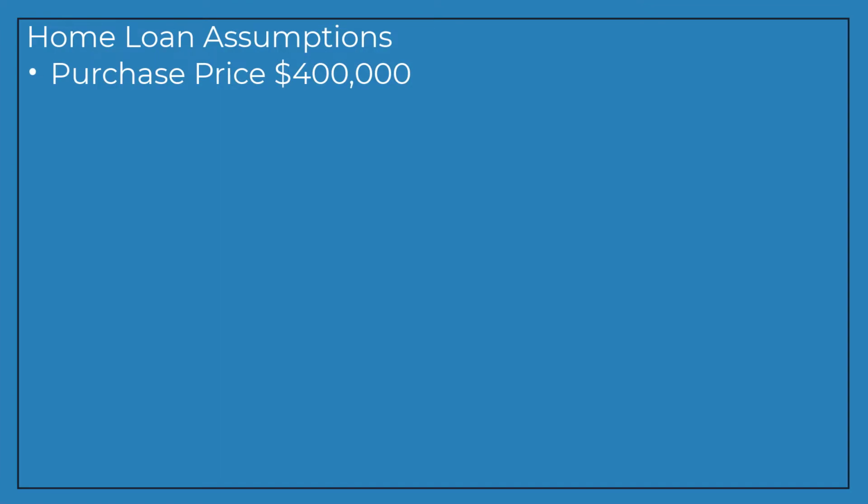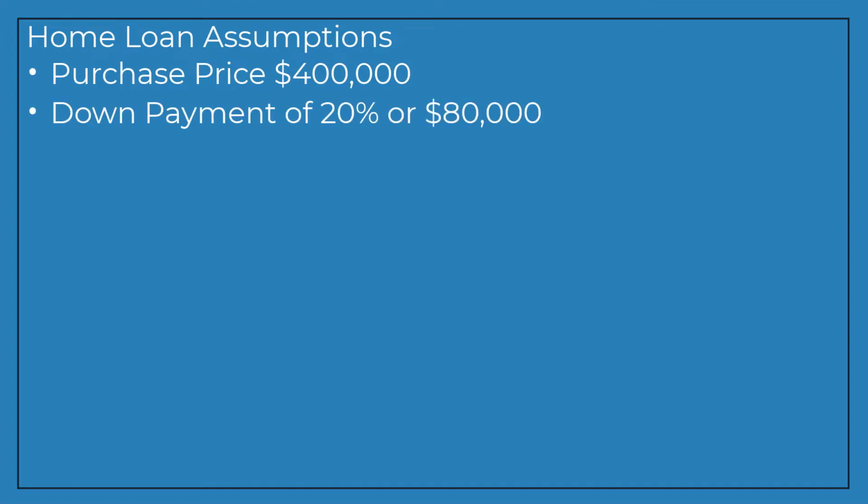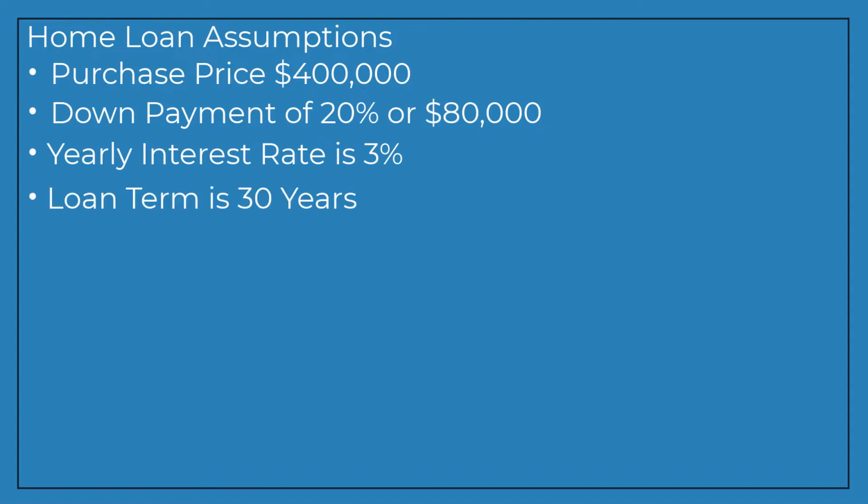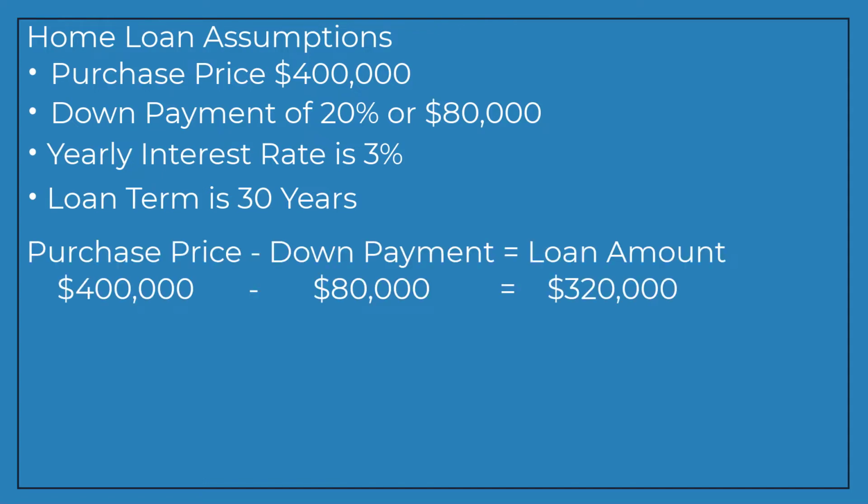So let's walk through an example of how to calculate each of these components using the following assumptions. We're going to assume the home purchase price is $400,000. You're going to make a 20% down payment. Your yearly interest rate is 3%, and the term of the loan is 30 years. The first thing we need to do is figure out the loan amount.